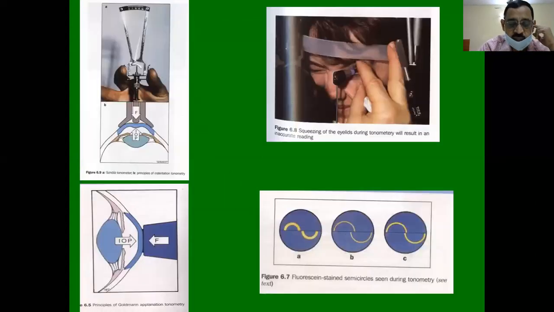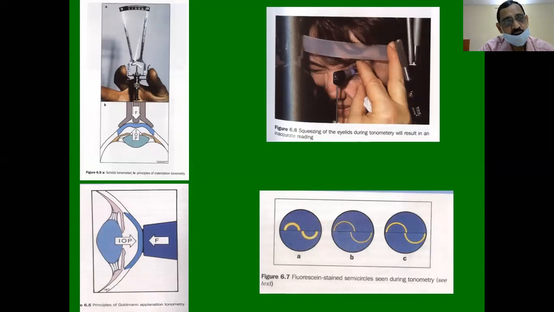Okay. So I have told you, this is Schiotz's indentation tonometer, and we hold it with the handles, and this is the plunger. Sorry, this is the plunger, and this is the foot plate. Okay, here you can see this is a foot plate. And here, this is the cornea, we indent it. This is the plunger. And this plunger is attached to a needle which moves on a scale. So when you indent, you see a reading.